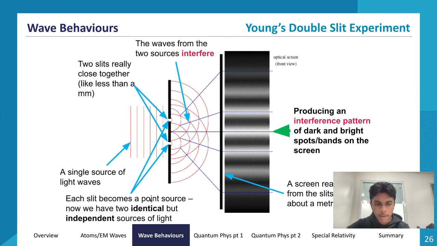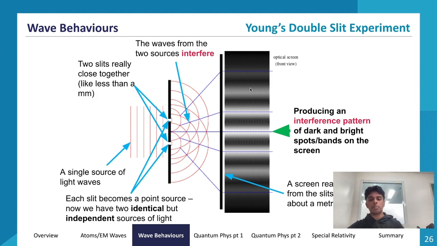Each slit becomes a point source. It starts diffracting through these slits, and now each slit becomes a point source, and we have two identical but independent sources of light. Because this monochromatic light diffracts equally through both slits, they each become point sources. And these two sources of light start interfering with one another. They have constructive and destructive interference, and you can see this is where the lines intersect with one another.